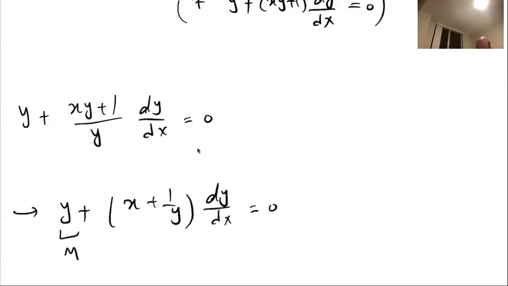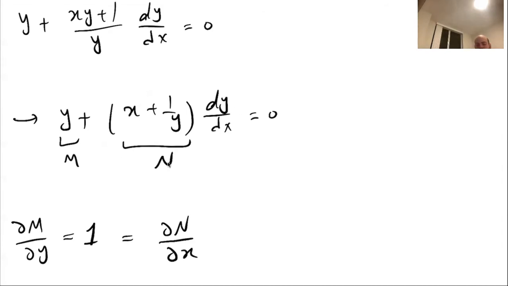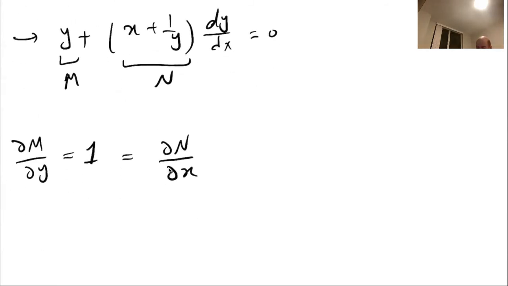Now this is my new M, this is my new N. What will be dM to dy? dM to dy will be 1, which is same as dN to dx. See, original M and original N did not satisfy the condition for exact equation, but after multiplying both sides with the integrating factor, the new M and new N satisfy the condition for exact equation because partial derivative of this guy with respect to y is same as partial derivative of this guy with respect to x. And now this is exact.